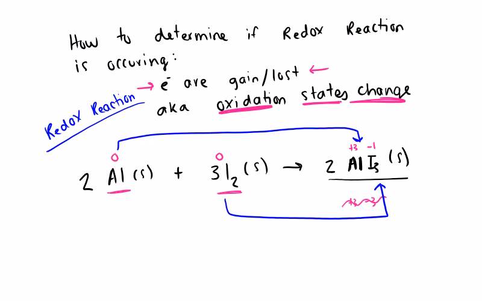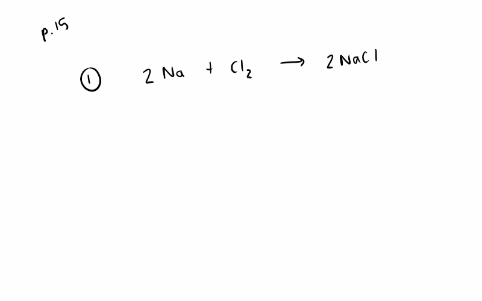So let's look at the reaction that we just looked at. Aluminum went from 0 to +3. So using my OIL RIG mnemonic device, I can see that because aluminum went from 0 to +3, it is oxidized. That means that iodine, going from 0 to -1, was reduced. That might seem a little weird, but it just really takes practice. So flip over to page 15 in your unit book. We're going to work a couple of examples together.